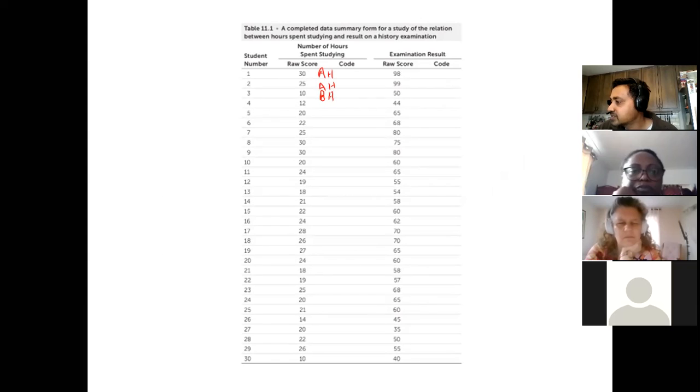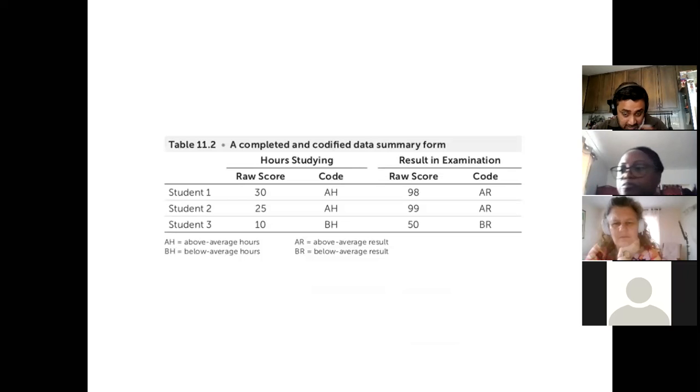And the score, obviously, this is an above average score. This is an above average score. This is a below average score. So you can start to code these. The advantage of coding all of these is you can put all the AHs together, you can put all the BHs together. You can put the number of hours together, and you can put the scores together, and it lets you look at the data in a different way, in a simpler fashion.